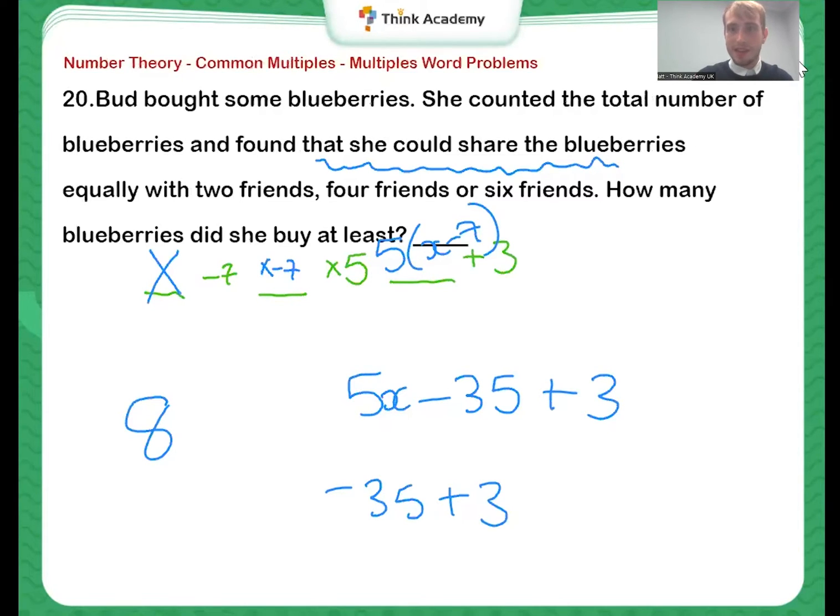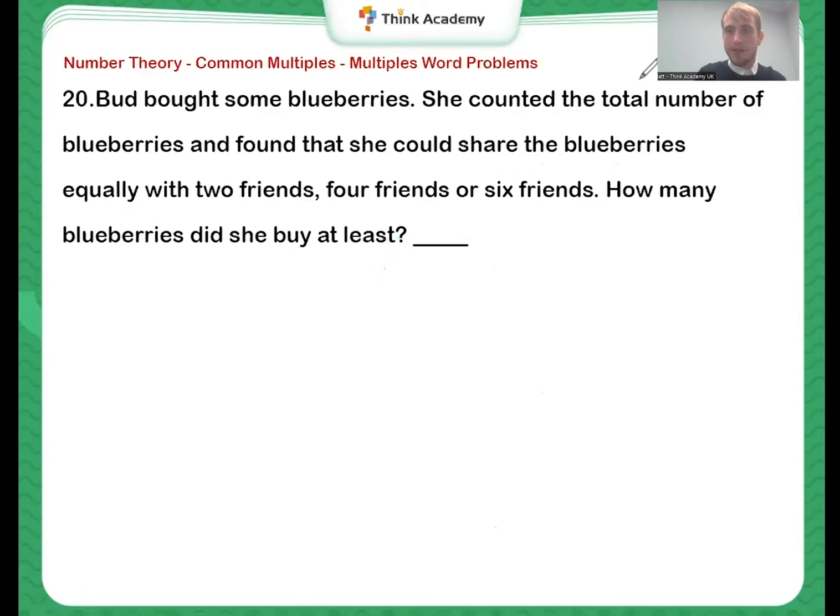Right, I think everyone I saw did a really good job of spotting that this is about the lowest common multiple, okay? You want to find how many ways could I divide this number of blueberries between the different groups of people. But the trick here, and it is a common thing which comes up in these types of questions, is to notice that we're sharing with friends. Now, if Bud is to share with 2 friends, how many people are we sharing between? It's not 2, it's 3. If we share with 4, we're sharing between 5 people. And if we're sharing with 6, we're sharing between 7 people.